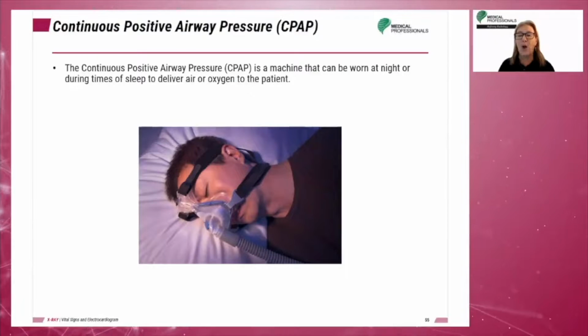CPAP is the most widely used treatment for sleep apnea caused by blocked airflow in the throat, or obstructive sleep apnea. However, the CPAP can also be used as a minimally invasive ventilation system. Instead of air, oxygen is delivered through the nose or mouth.